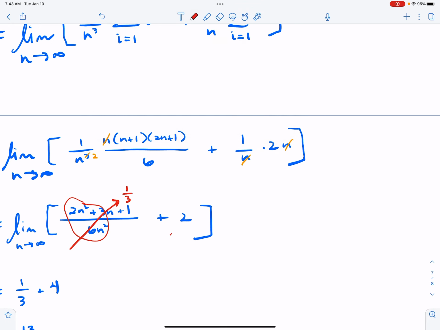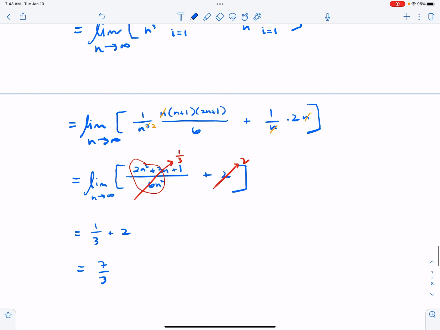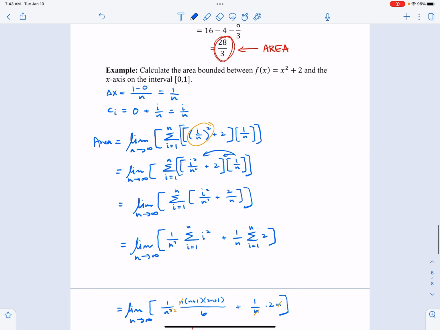So this limit goes to 2. I knew that seemed off. So 1/3 plus 2 would be 7/3. So 7/3 is the area bounded by the curve f of x and the x-axis on the interval from 0 to 1.